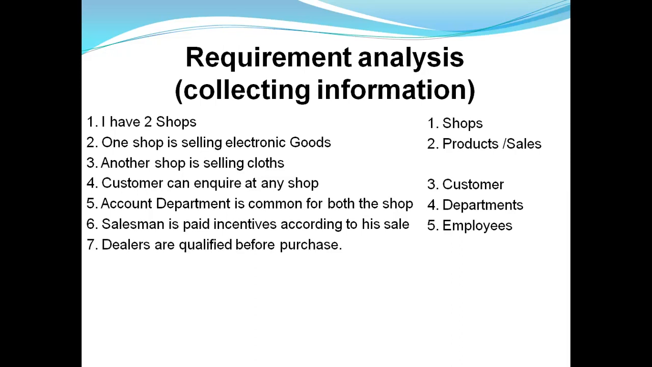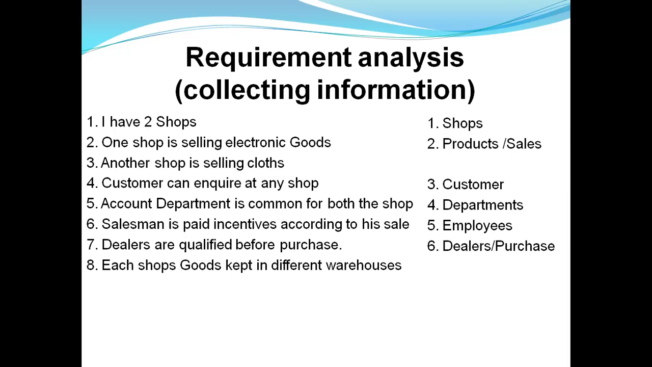Then we have the next information. There we say that dealers are qualified before purchase. Simple here. What could be an entity here? Now, looking at this, you might have understood here also, dealer and purchase. When sale is an entity, purchase could also be an entity. So we got it here, dealers and purchase. Each shop's goods are kept in different warehouses. So what could be the entity here? Warehouses.